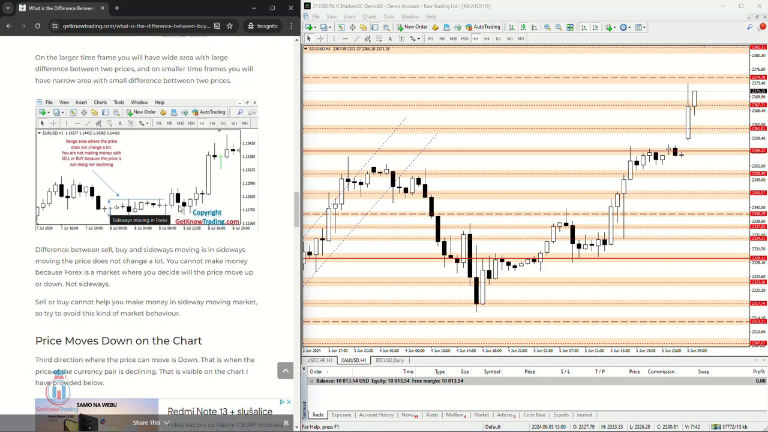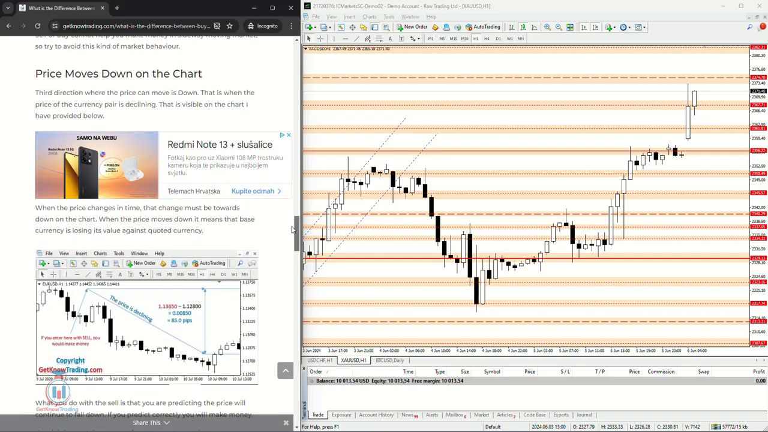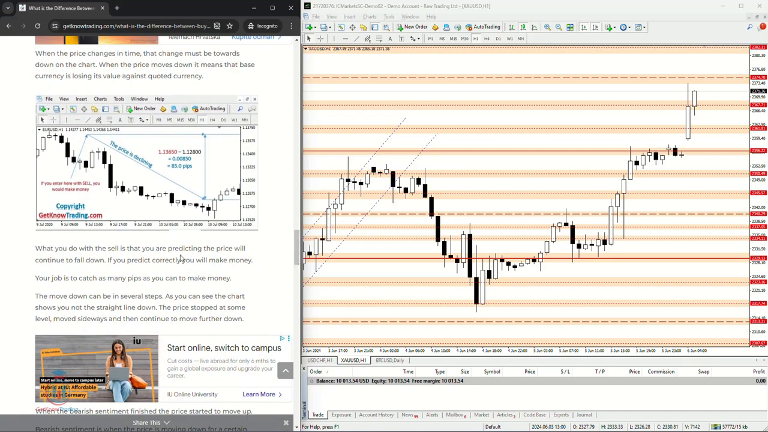Just like in this example, where the price has moved outside of this area from this sideways movement, and then eventually the price has gone up, up, up, up, and if you open a buy order, you make money here. The third case is the sell order. The sell order is when the price is declining.